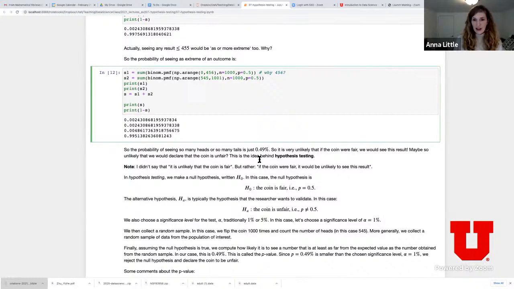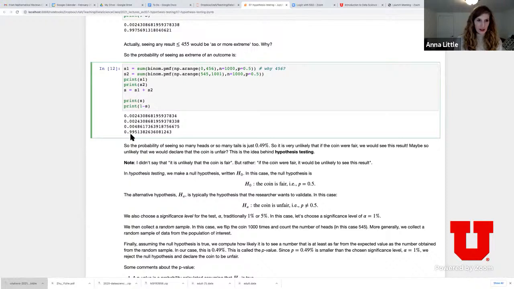And this is the whole idea behind a hypothesis test. When you're doing hypothesis testing, you have to be a little bit careful. What we don't want to say is that it is unlikely that the coin is fair, or that there's a 99.5% chance the coin is unfair. That's not what we've computed here. Rather, we want to say that if the coin were fair, under that assumption, there's only a 0.49% chance of observing an outcome this extreme.